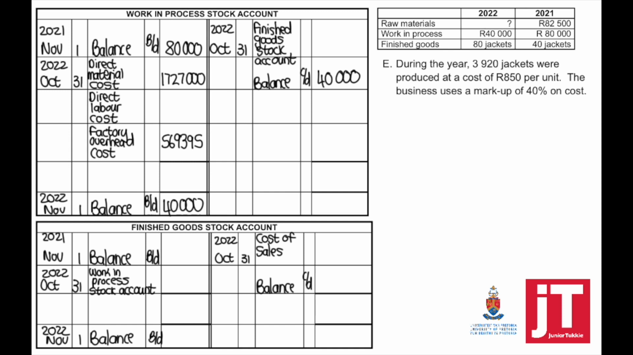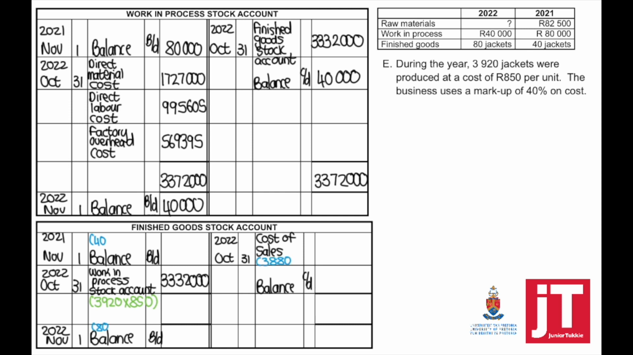The business uses a markup of 40% on cost, which means now, if we've produced 3,920 jackets at a cost of 850, we're going to take 3,920 times 850 to find the cost of finished goods produced this year. For every debit, there's a credit. This means now that my direct labor cost becomes the balancing figure. Take the credit side minus the debit side to find out your direct material cost. Now we can complete the finished goods stock account.